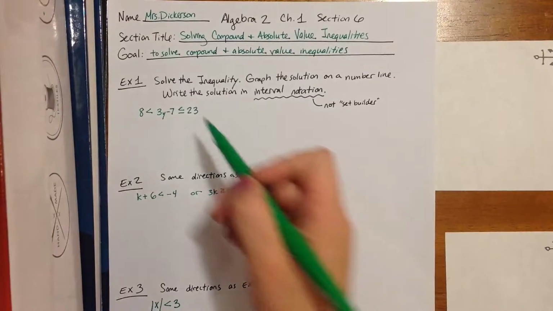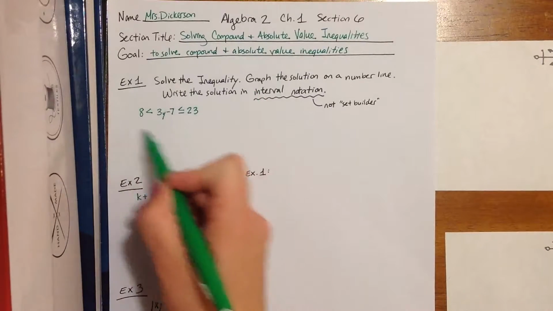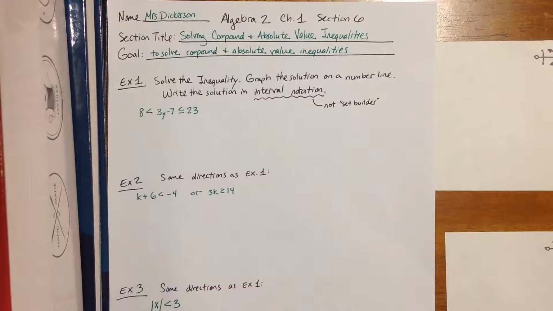So, first example, let's jump right in. Solve the inequality. I have it written right there. Graph the solution on a number line and write the solution in interval notation. Now, a note from the back of the chapter problems. When I say interval notation, that is not set builder notation. The directions in the textbook will say set builder notation. I find that interval notation is more frequent and we see it a lot, so that's what I want us to use in this class.